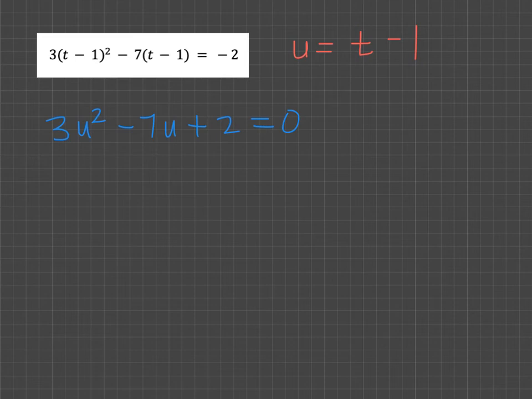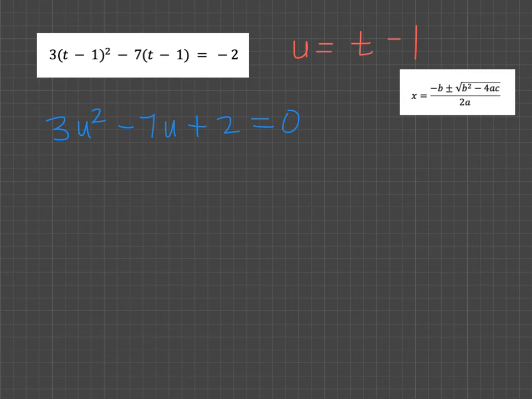Now this might be able to factor, but let's practice our quadratic formula. So there's a little reminder of the quadratic formula. Let's write down a, b, and c. A is 3, the coefficient on the squared term. B is negative 7, the coefficient on the non-squared term, and then c is the constant, so that's equal to 2.